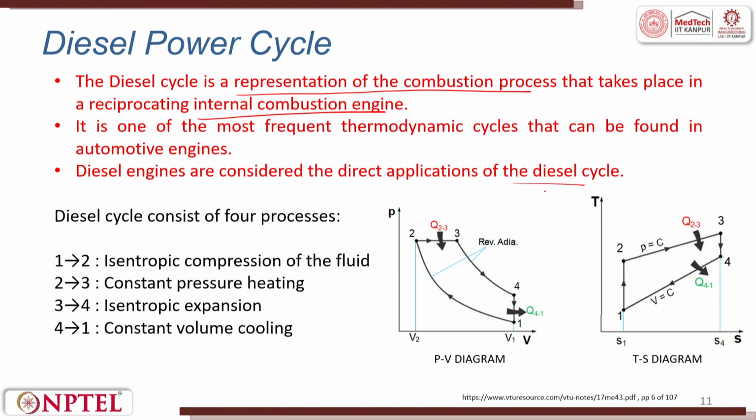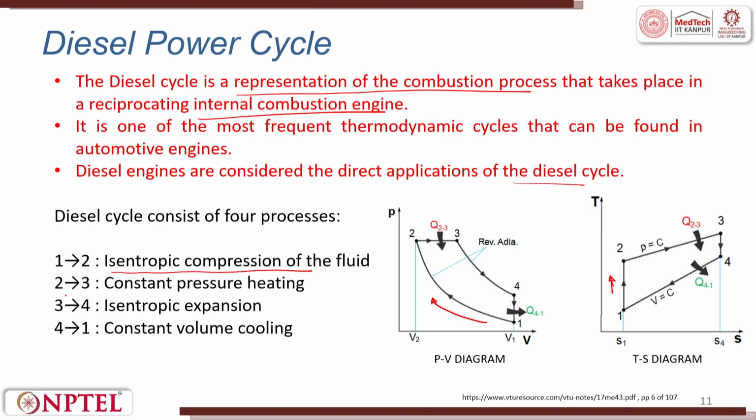The diesel cycle consists of 4 processes. Process 1 to 2 is isentropic compression. Isentropic means entropy does not vary. In the TS diagram you see the entropy is constant from 1 to 2.